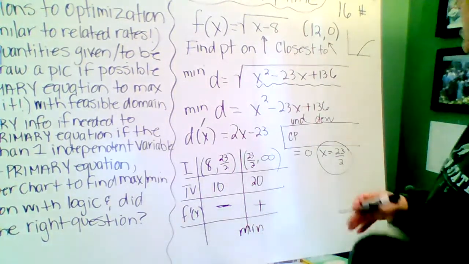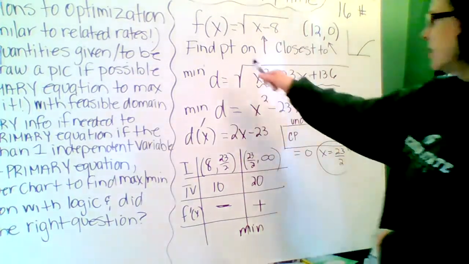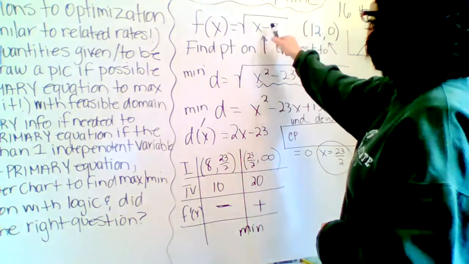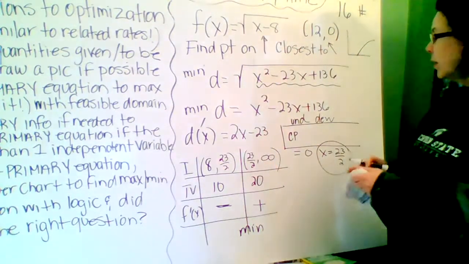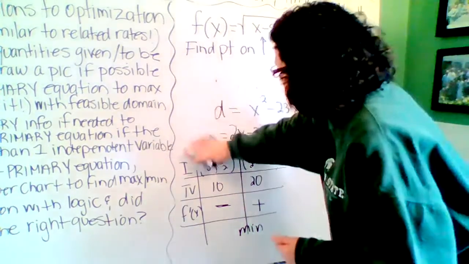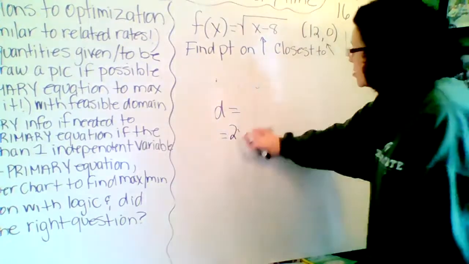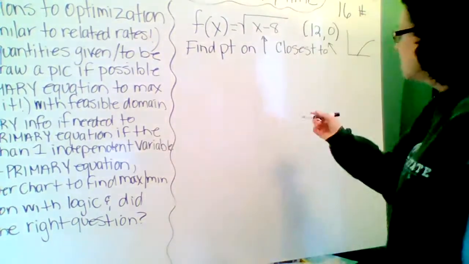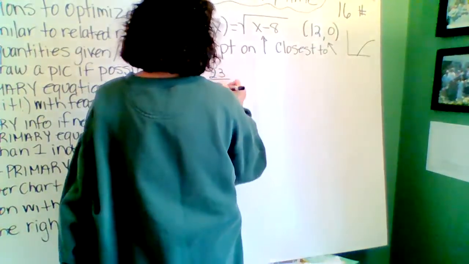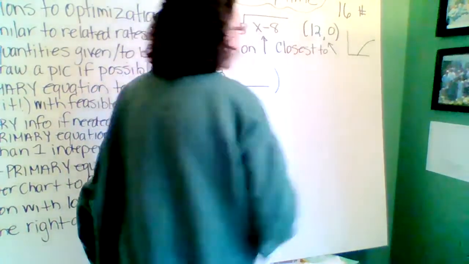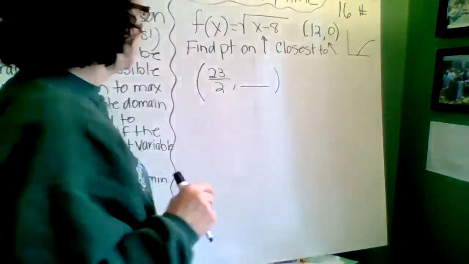Okay, now, did we actually answer the question? Okay, we got x equals 23 halves. What they wanted us to do was find the point on this function that is closest to 12, 0. So I have the x part of the point, right? So let's just put the x part of the point in and get the y part of that point. And I promise you, if you drew it out, this point on this square root function right here, and that point 12, 0, when you connect them, it would be the smallest distance you would be able to find.